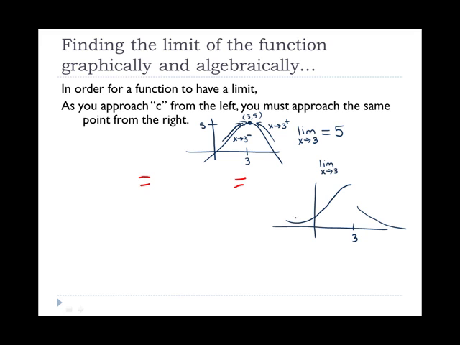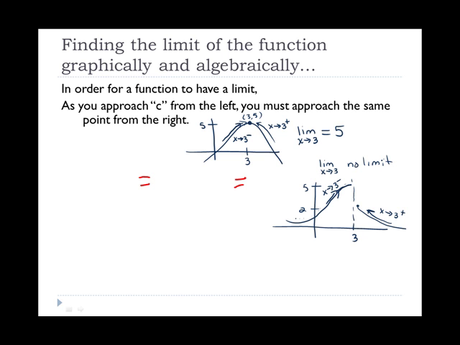Well, as I travel along this function, and maybe this is 5 and this is 2, as I travel along this function from the left, when I get really close to this 3 mark right here, my function approaches 5. So as I approach from the left, my limit is 5. But as I approach from the right, my limit is not 5. I seem to be stopping somewhere around 2. So as x approaches 3 from the right, my limit is 2. And therefore, we would say that there is no limit as x approaches 3.